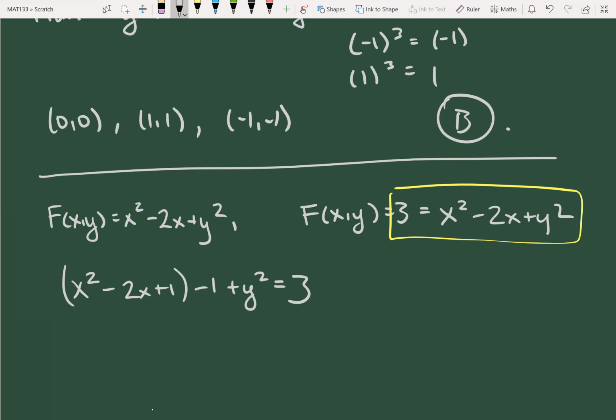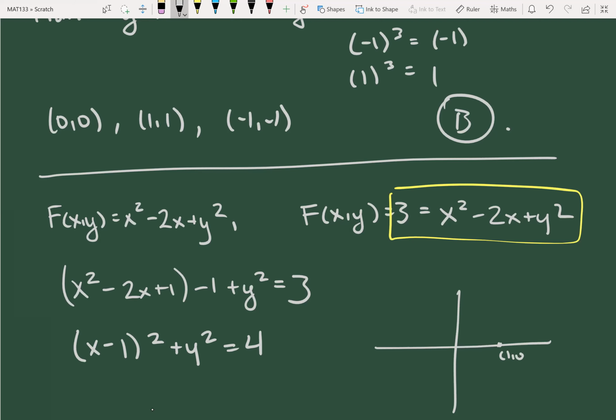Yeah, exactly, Hasten. I'm completing the square. So if you complete the square, this is a circle centered at 1, 0 with radius 2. Right? So it's a circle.